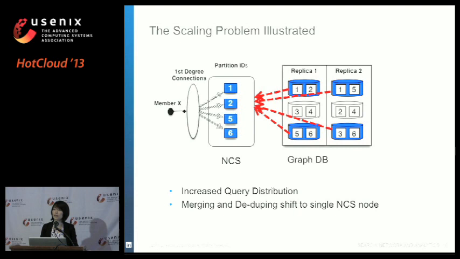So essentially, the scaling problem in our system is that when we are expanding the GraphDB cluster, we notice a negative performance impact on the NCS side. This mostly comes from increased query distribution and the merging and deduping work shifted from the GraphDB cluster to the NCS.